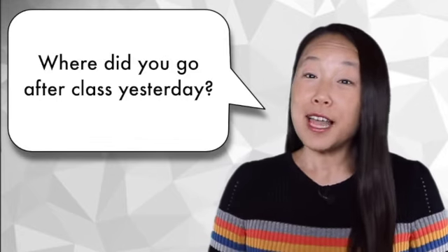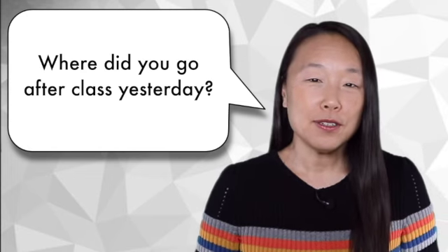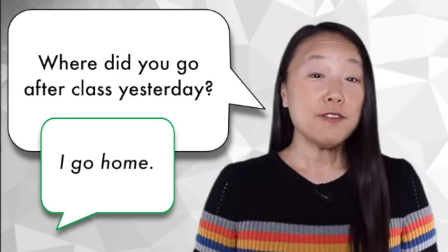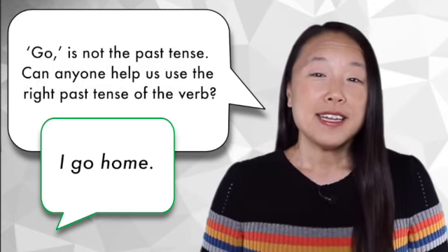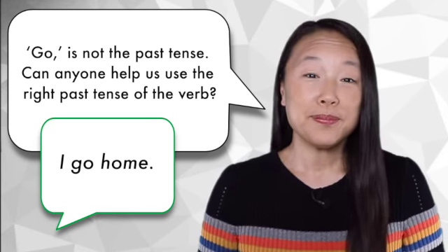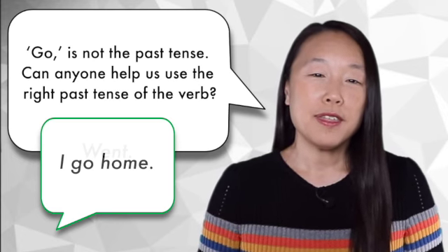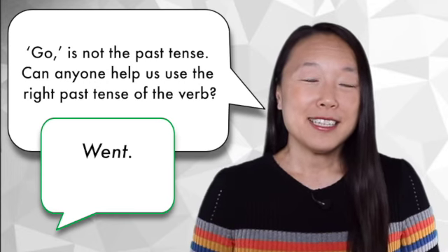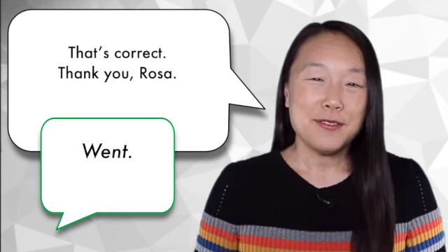For example, when the teacher asks, "Where did you go after class yesterday?" and the student answers, "I go home." Then, one way of giving direct feedback is, "'Go' is not the past tense. Can anyone help us use the right past tense of the verb?" Another student might answer with, "went." Then the teacher says, "That's correct. Thank you, Rosa."